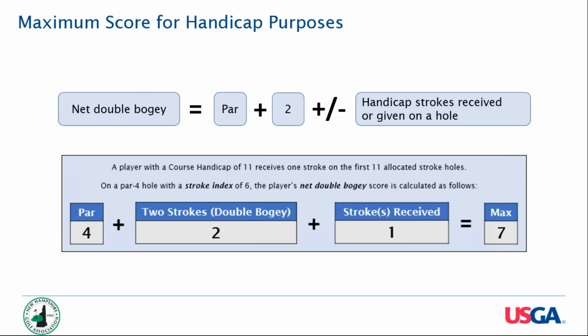So a player with a course handicap of 11 receives 1 stroke allocated. On a par 4 hole with index 6, the player's net double bogey score is calculated as follows. Okay, so par 4, 2 for the double bogey, and then they get 1 stroke there. So their maximum score for this hole is 7.